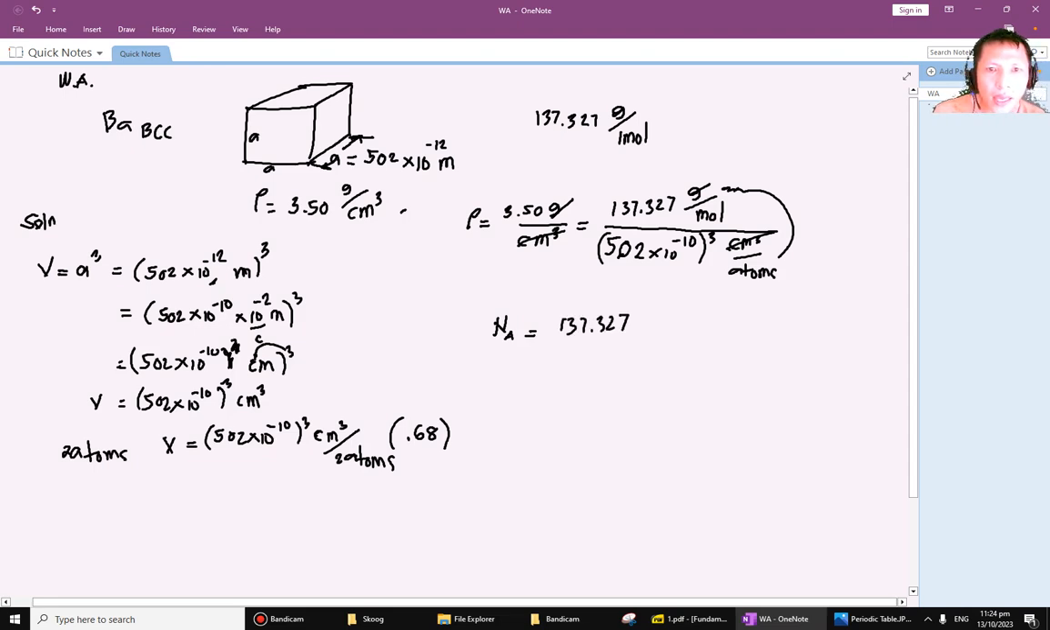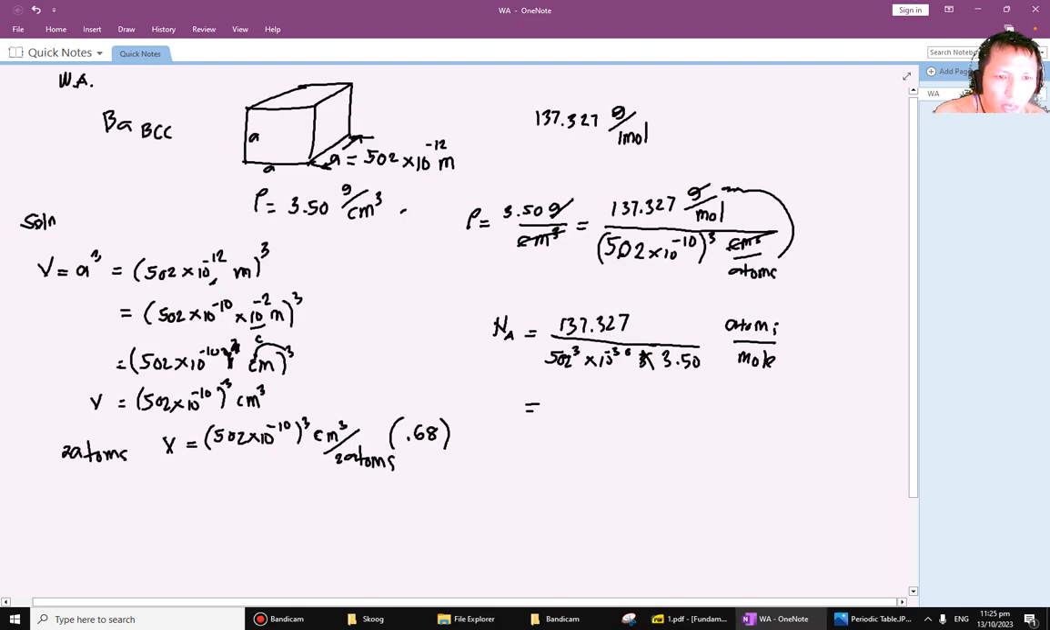137.327, and then this number here should go down. It should go here, multiplied to this. So that should be 502 cubed. That cube should be distributed, times 10 to the negative 30. Okay? That should be a negative 30. And then you multiply by 3.50. So the unit now is atoms per mole.